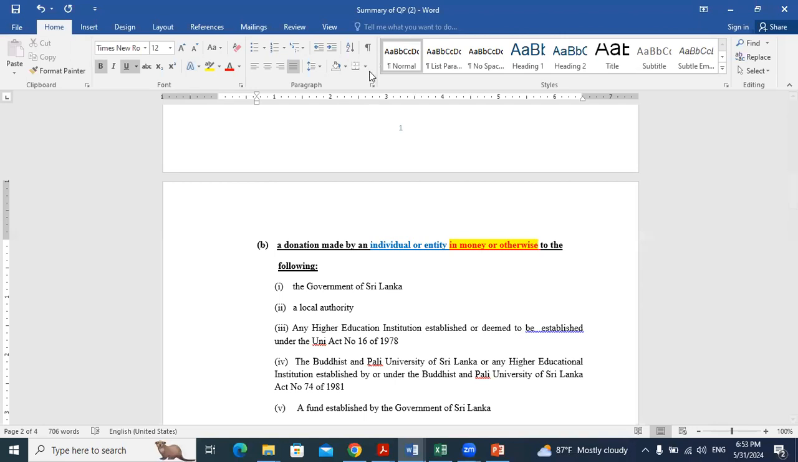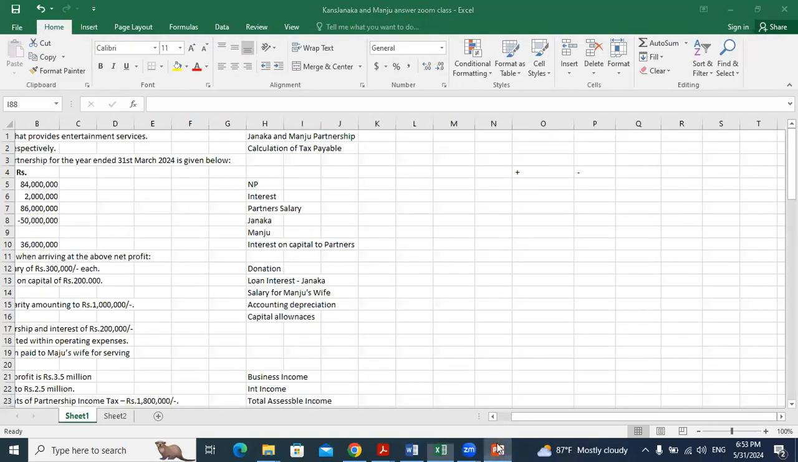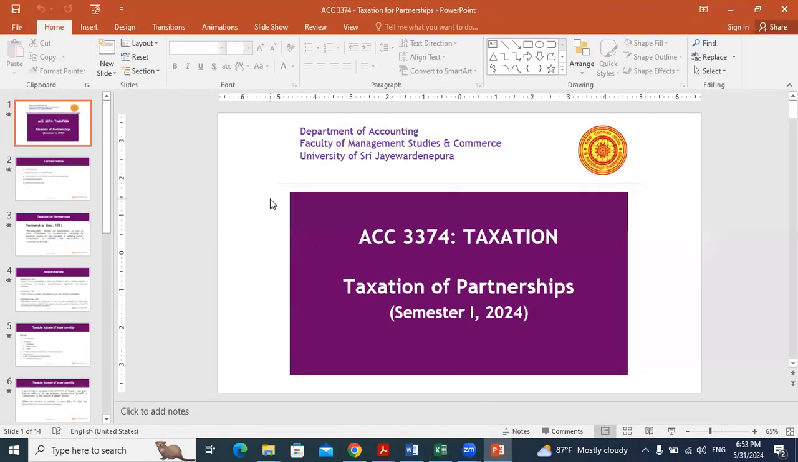Okay. Now, let me close this particular file. And we'll go to a presentation, that is taxation of partnership. Now, today we want to complete this. This is not a very difficult topic since you all know the accounting aspects of taxation.